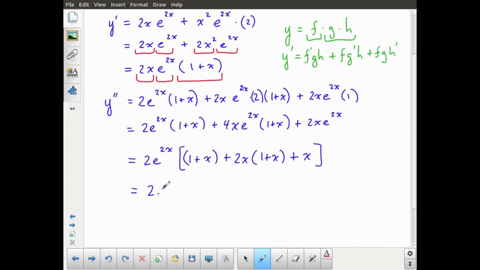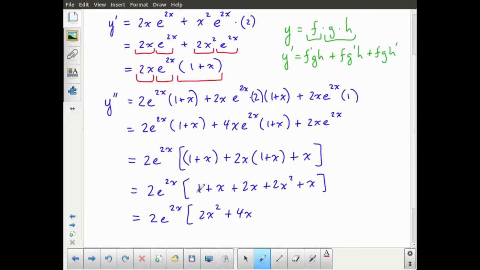So I'm going to expand and simplify what's in that bracket now, and I end up with 1 plus x plus 2x plus 2x squared plus x, and when I combine those together, I end up with a 2x squared in front, and x plus 2x plus x is plus 4x, and just the one constant of 1. Okay, so now I have the simplified and factored forms for both the first derivative and the second derivative.